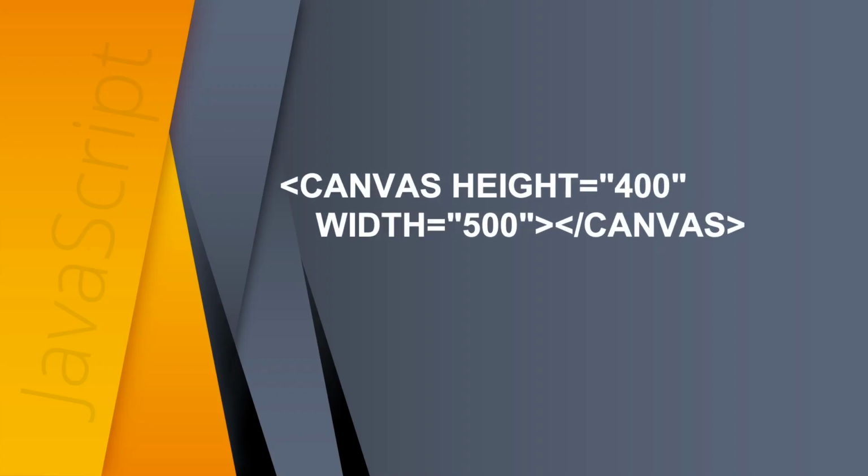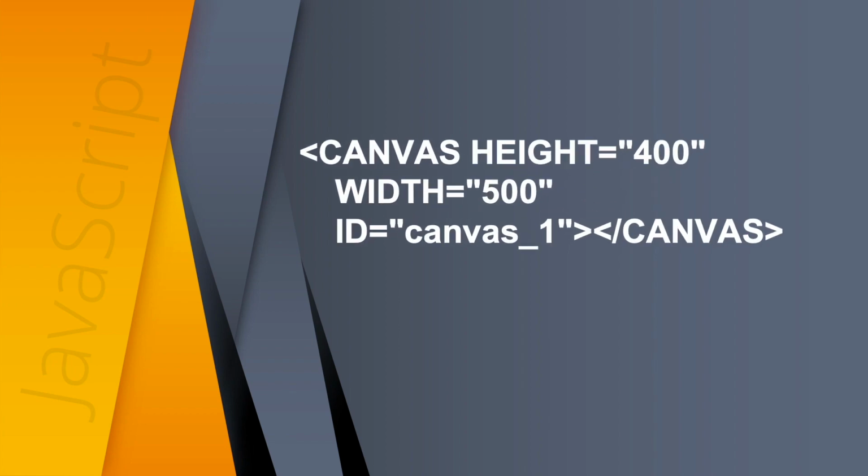We then add height and width attributes. Canvas height equals 400 and width equals 500, and the closing Canvas tag. To get at the canvas with JavaScript, add an ID. Canvas height 400, width 500, ID equals canvas_1, and close Canvas tag.